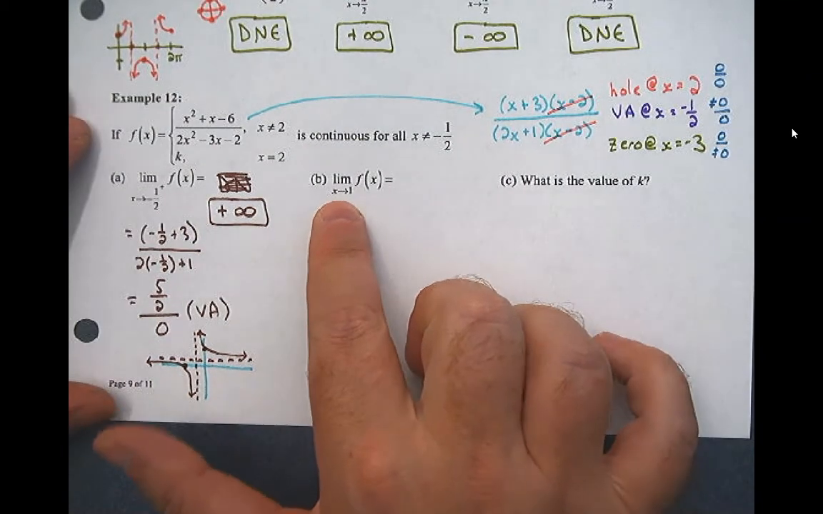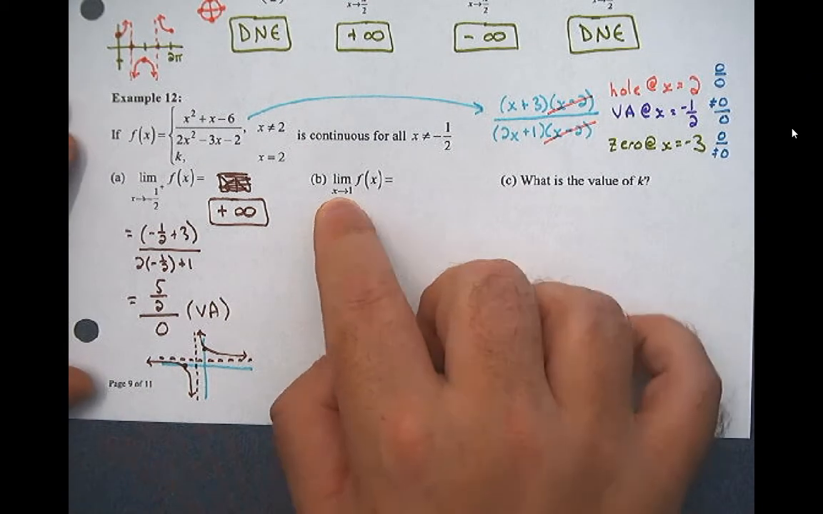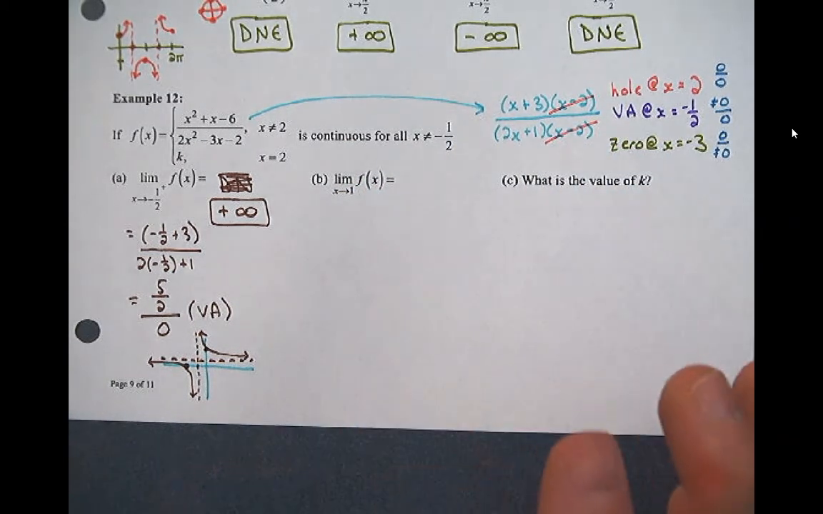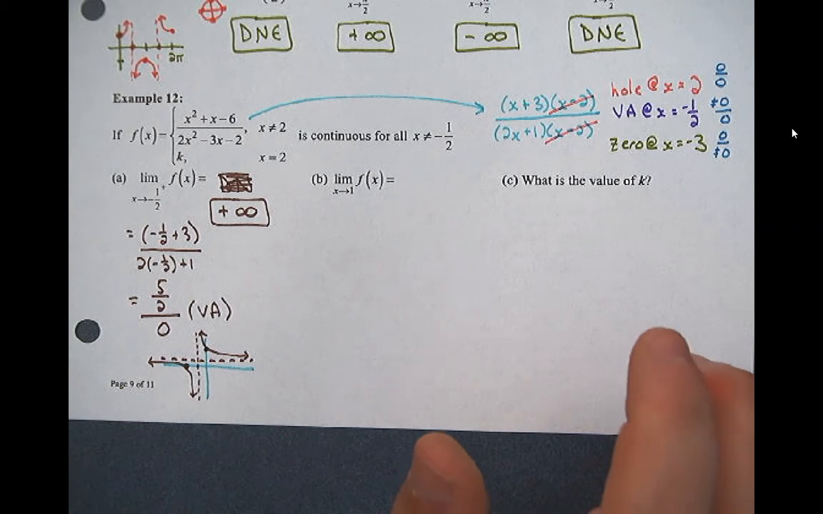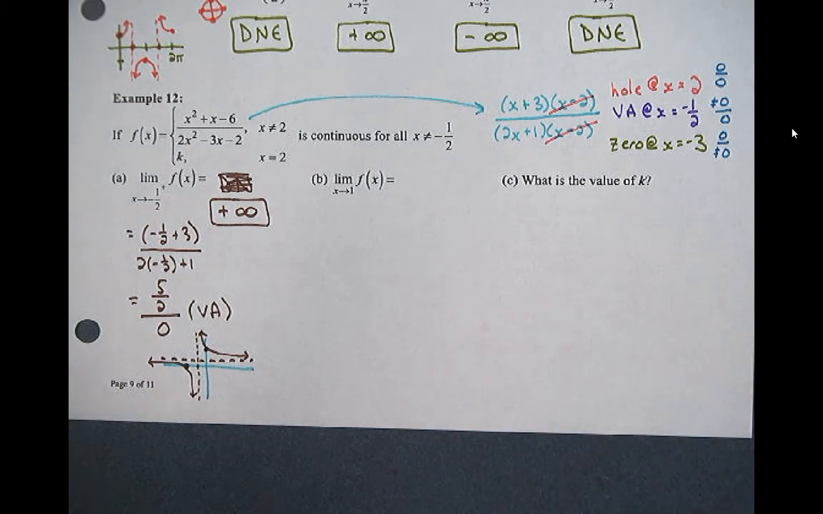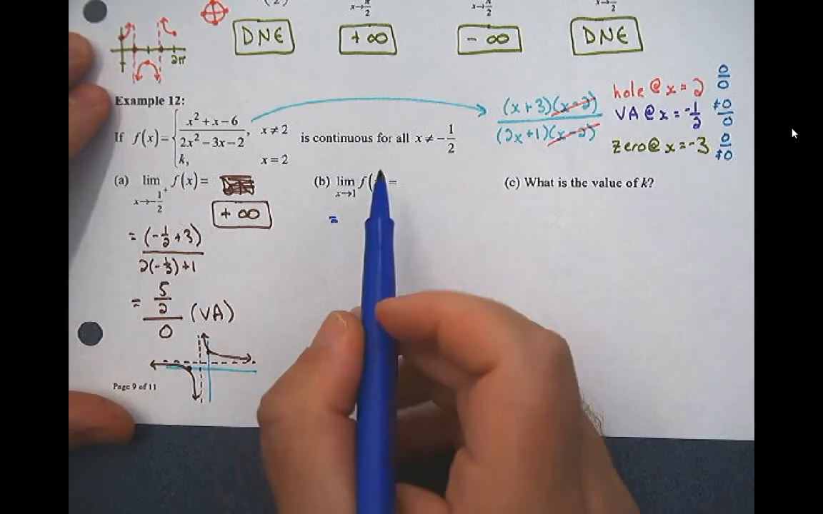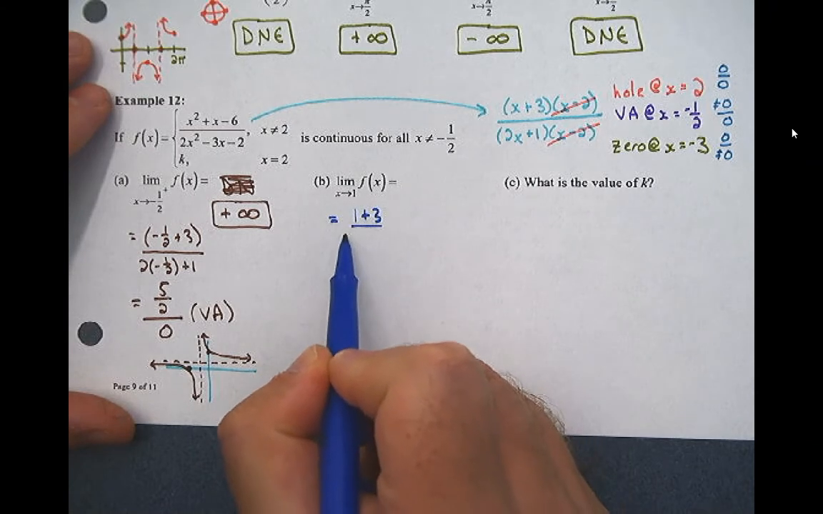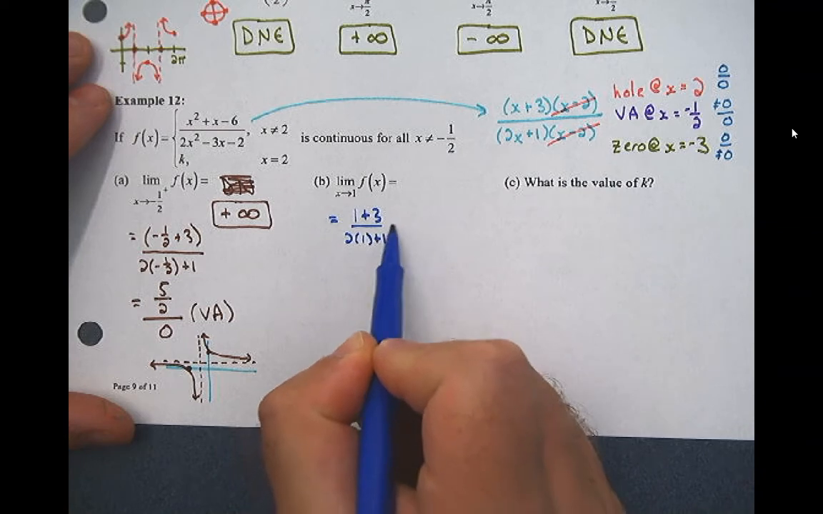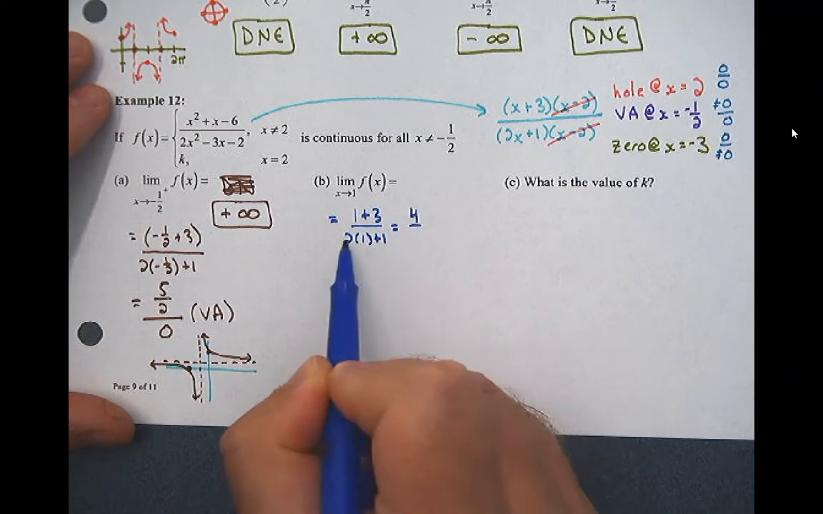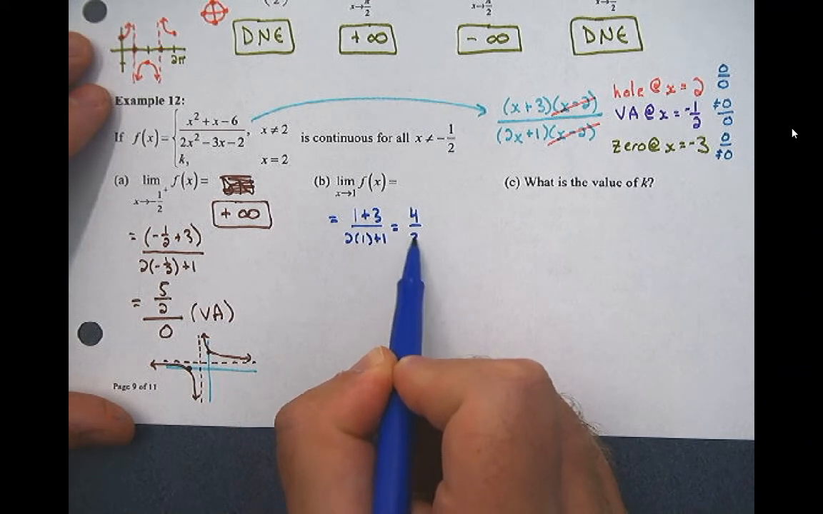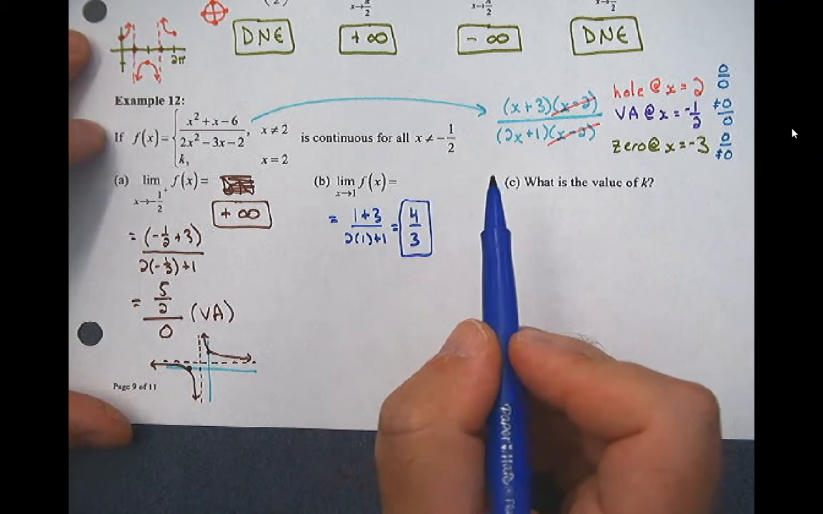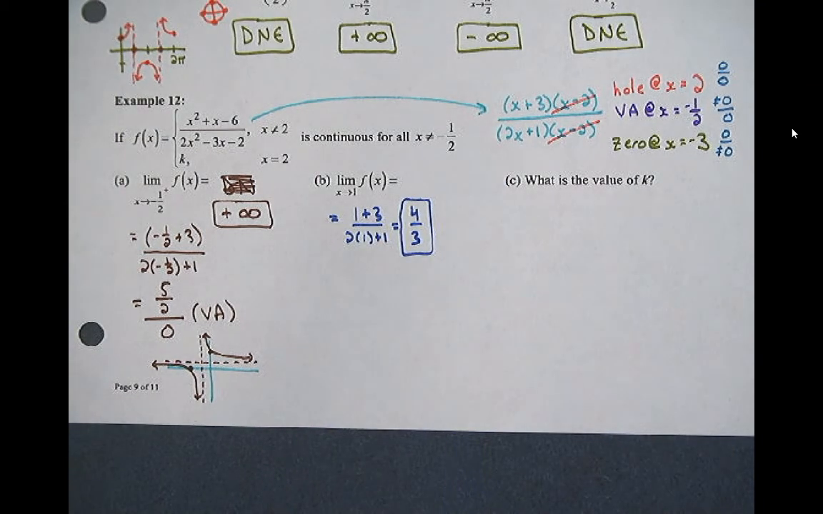What would happen as we approach 1? Okay, so look, 1 is a dream. 1's great because 1 isn't any of our weird things that are happening. So you can just plug and chug 1, and whatever the answer is, that's your answer. So this would be equal to 1 plus 3 over 2 times 1 plus 1. 1 plus 3 is 4. 2 times 1 is 2 plus 1 is 3. So we would get 4/3. Game over. I love those. Because our function is continuous there, we're not going to run into any problems.